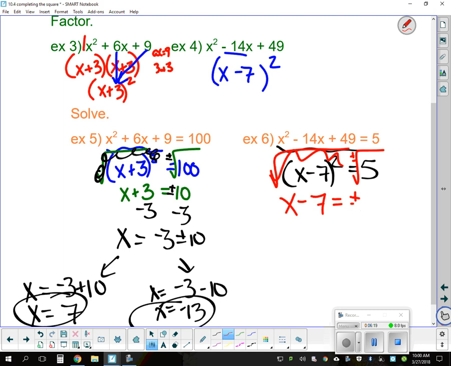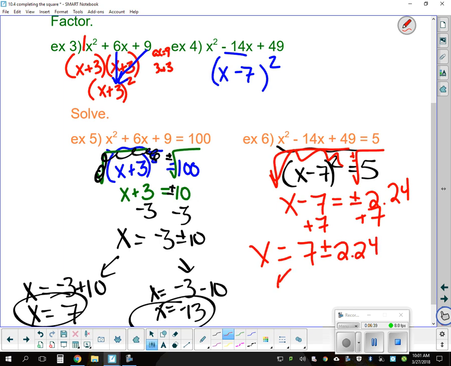And in this case, the square root of 5 is not a perfect square. So we calculate it and we approximate it, round it to 2.24. And then I need to add 7. So x equals 7 plus or minus 2.24. Okay, so we're going to split that into 2. 7 plus 2.24 and 7 minus 2.24. This one gives us 9.24, and again, these are approximate. And the other one gives us approximately 4.76.